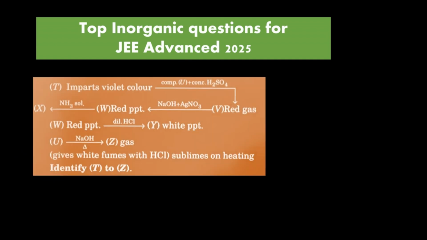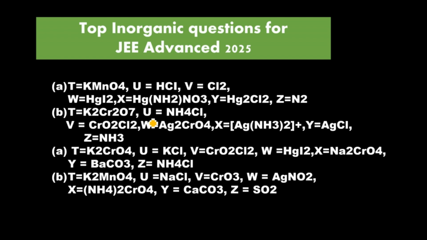Then the next question: T imparts violet color. With compound U and concentrated sulfuric acid, it forms a red gas. And with NaOH, AgNO3 forming a red precipitate, and with ammonia forming X. That red precipitate W with dilute HCl forms Y, that is a white precipitate. U with NaOH forms Z, which gives white fumes with HCl and sublimes on heating. Identify T, U, Z. So that is our question.